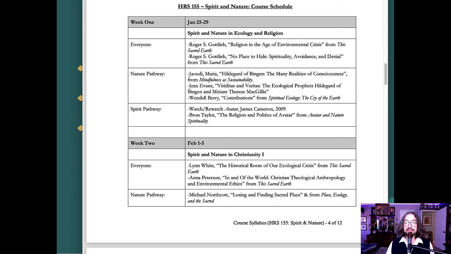One is you can read about the medieval Christian mystic Hildegard von Bingen and her notion of viriditas, or greening power, as well as Wendell Berry, who's a contemporary environmentalist, farmer, and poet laureate.